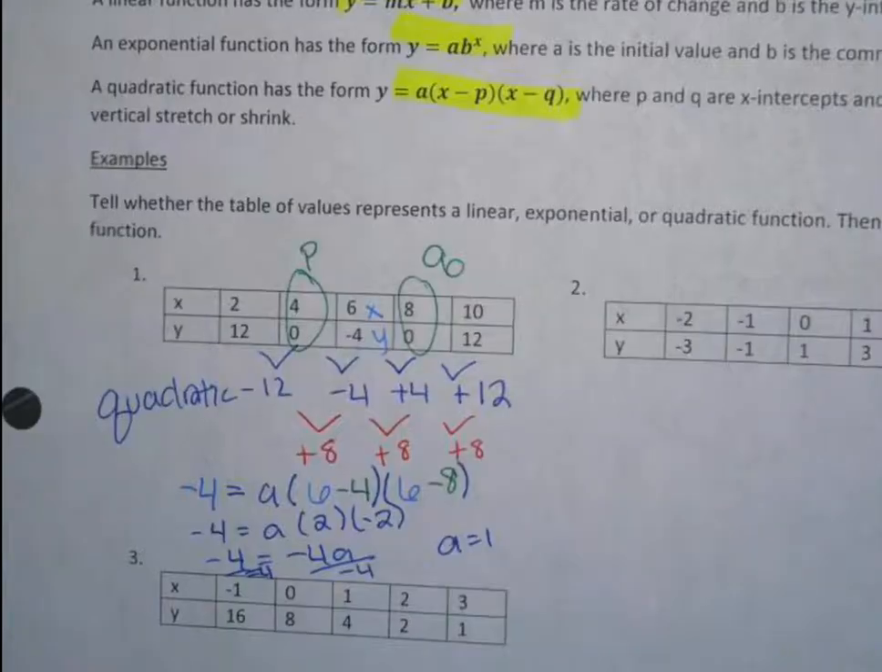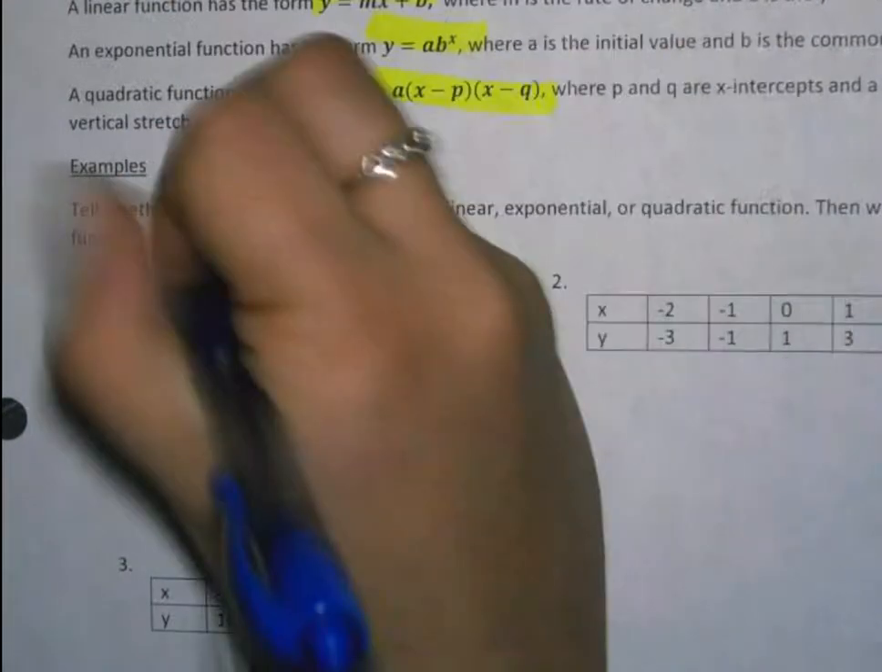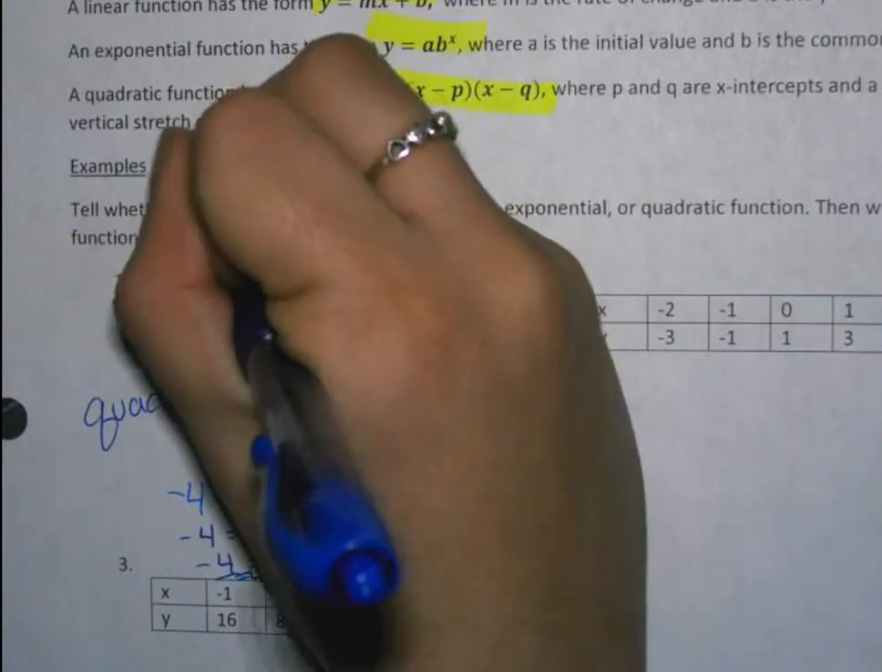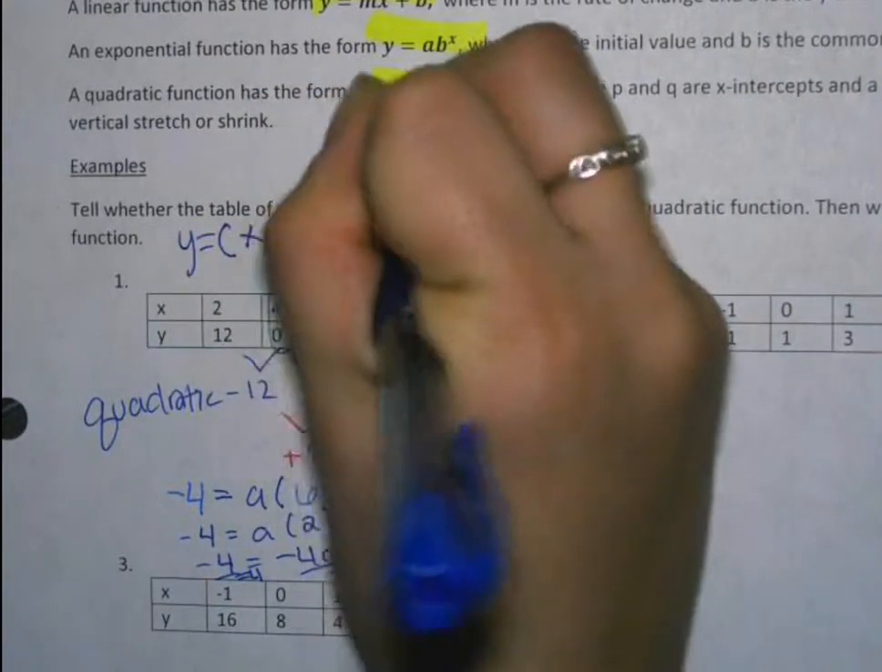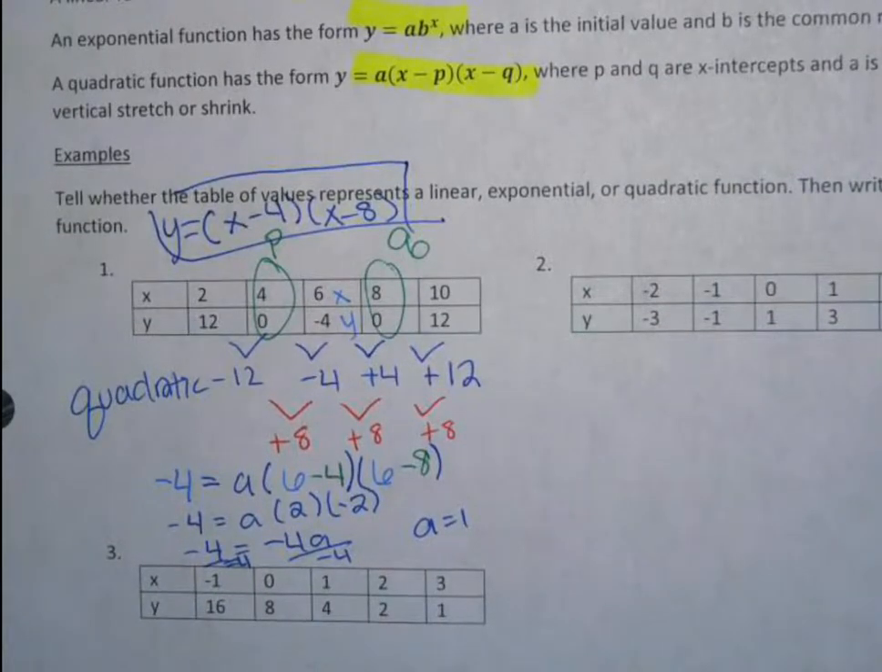So what I'm going to do is I'm going to go back to my equation. I have my p, q, and a. So I'm going to plug those three back in. I'm going to write this on top because I did not give us enough room. I have y equals, I have 1, so I don't need to write 1 for a. I'm just going to write x minus 4 times x minus 8 for my equation. But if it was another number like 2, I'd plug it in out front. Questions on writing that equation? Okay.